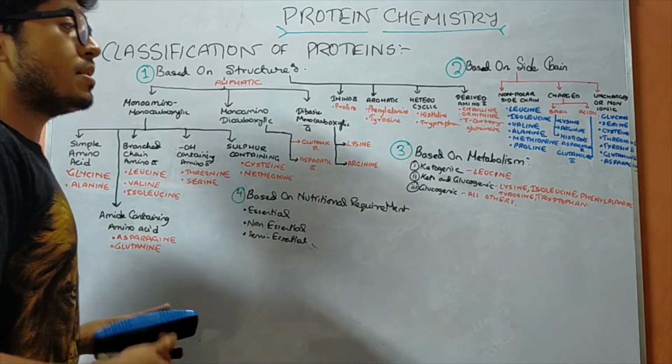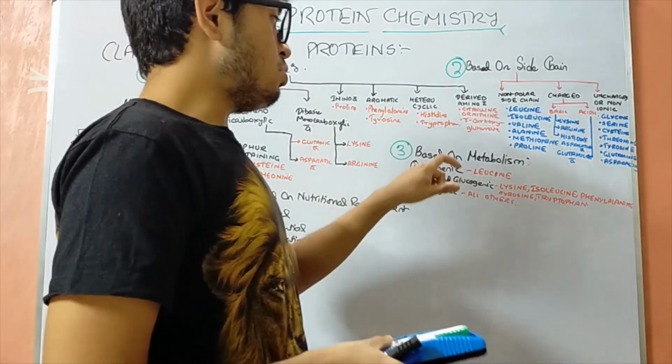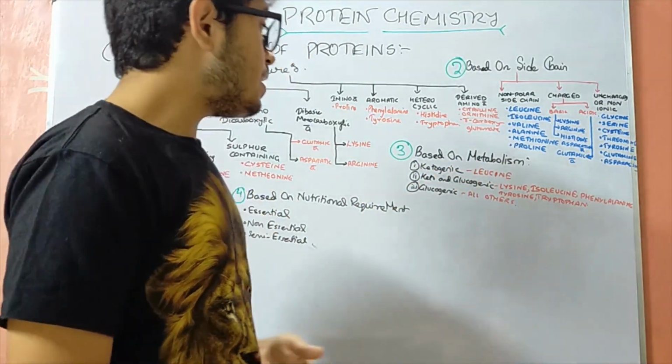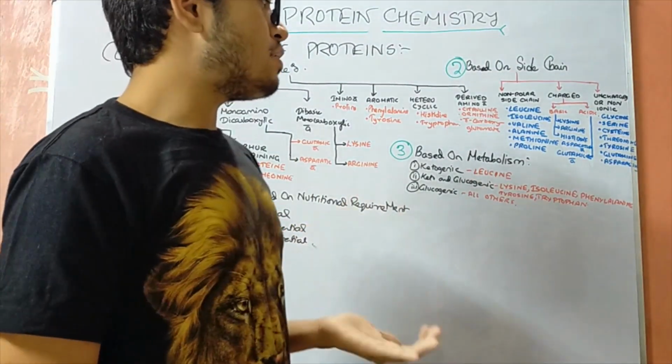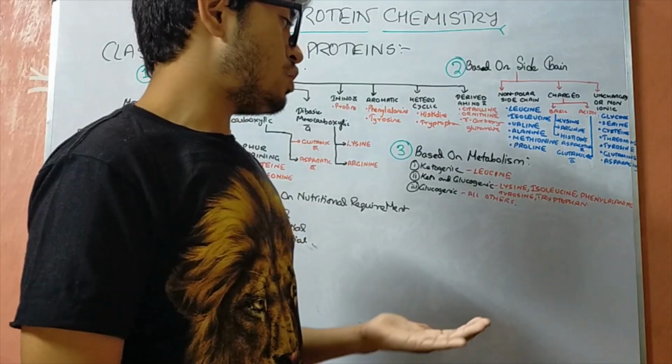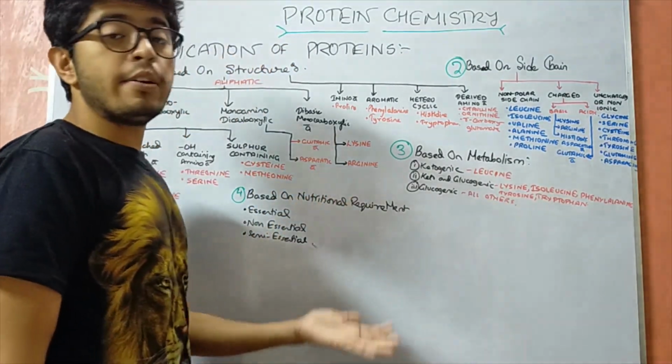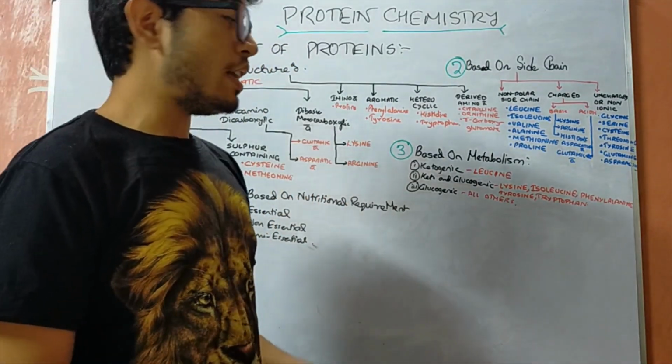Based on metabolism, amino acids can be classified into ketogenic, which includes leucine; both ketogenic and glucogenic, which includes lysine, isoleucine, phenylalanine, tyrosine, tryptophan; and all the other 14 amino acids are glucogenic in nature.